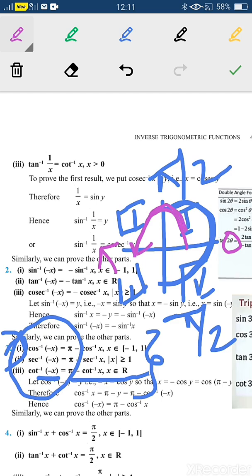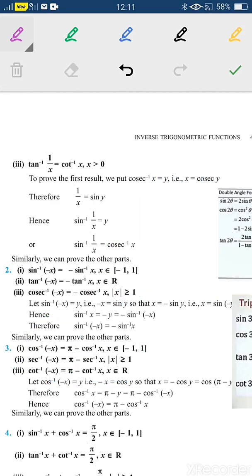If you have an angle like 3 pi by 2, this lies in the third quadrant, it is here only. So how will you convert it into 0 to pi? You have to convert it, so it will become pi minus cos inverse x. The range should lie between 0 to pi, so you have to keep this in mind.